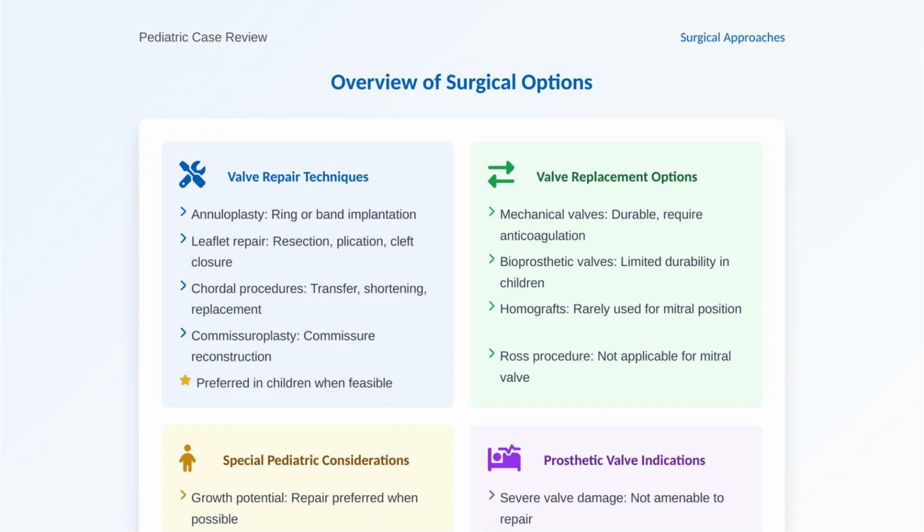Valve replacement options include mechanical valves, which are durable but require lifelong anticoagulation, and bioprosthetic valves, which have limited durability in children due to accelerated degeneration. Homografts are rarely used in the mitral position, and the Ross procedure is not applicable for mitral valve disease.